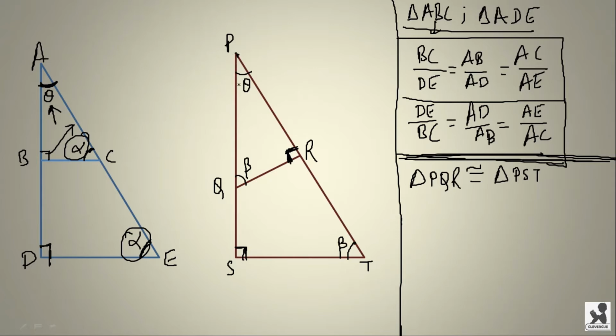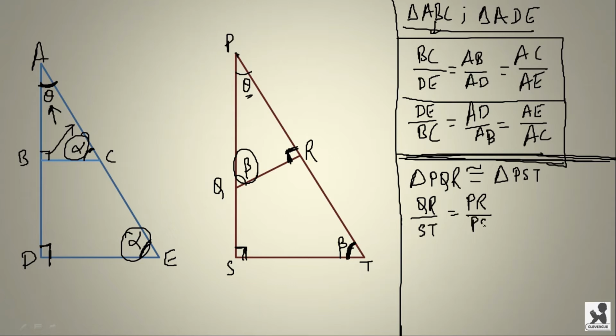Take the sides which are opposite to theta, that is QR in the smaller triangle, and in the bigger triangle it is ST, will be equal to, now consider angle beta. The opposite side of angle beta is PR. This is PR divided by, and the opposite side of angle beta in the triangle PST is PS.